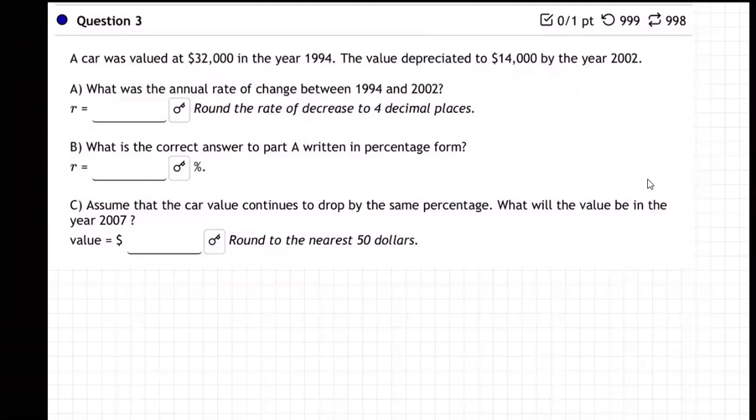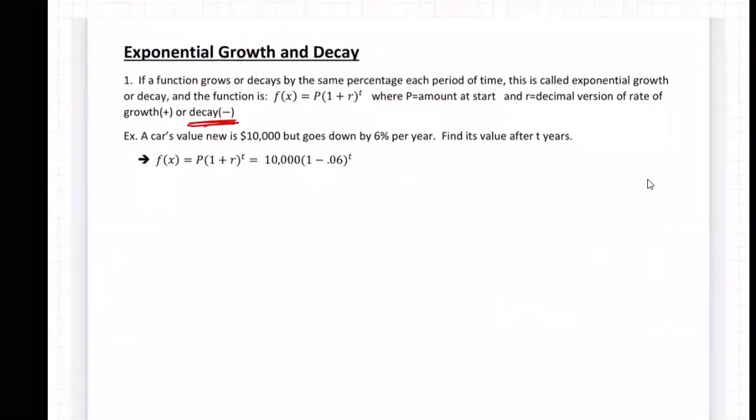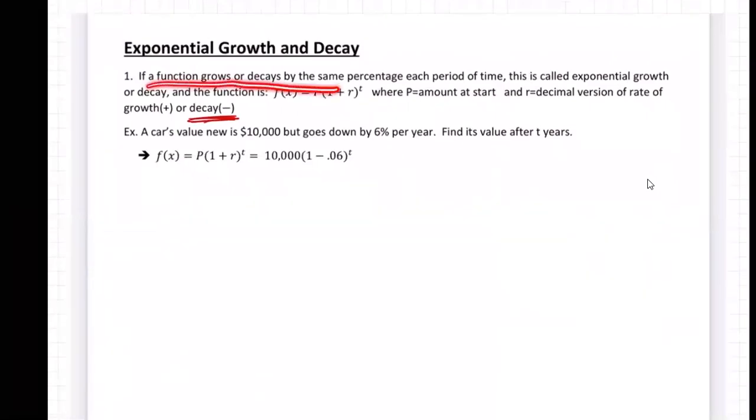Well, we're assuming exponential decay. The car is depreciating by the same percentage every year. So we're going to use, from the notes, if a function grows or decays by the same percentage each period, that's what the car is doing, right? It's going down in value by the same percentage. This is called exponential growth or decay, and the function is this, where p is the amount at the start, r is the decimal version of the rate of growth, positive, or decay, negative.